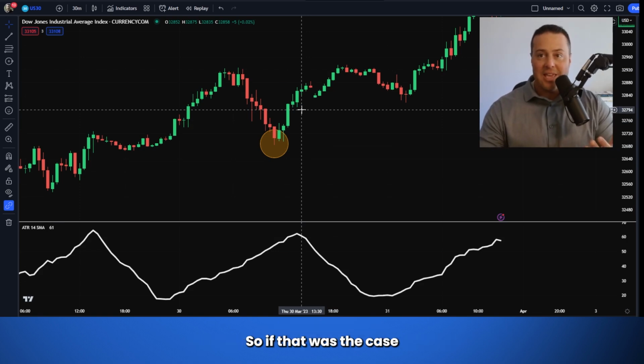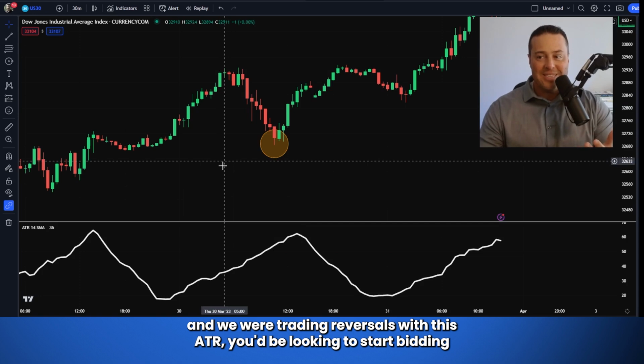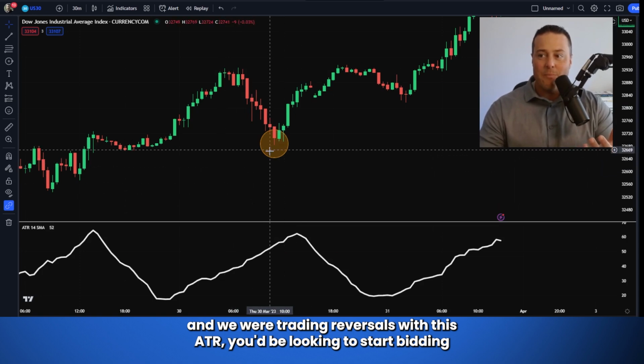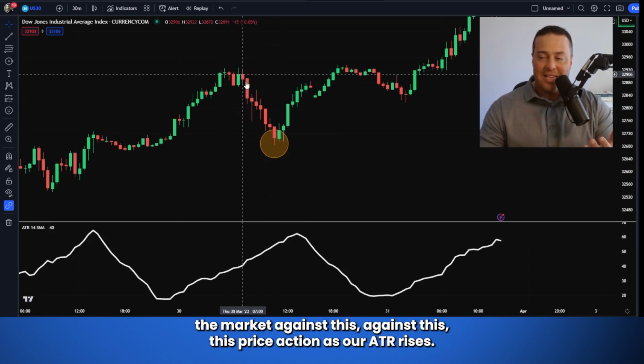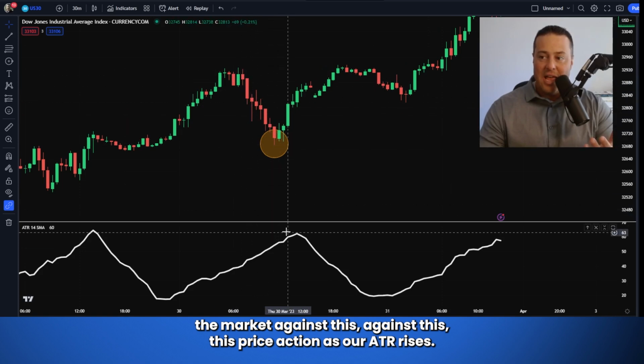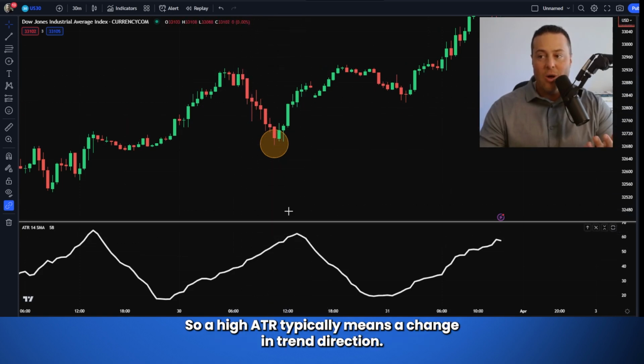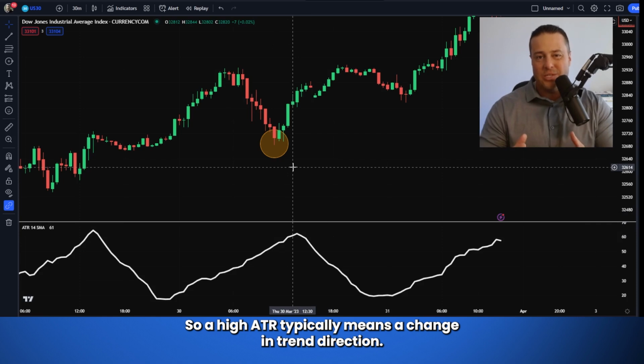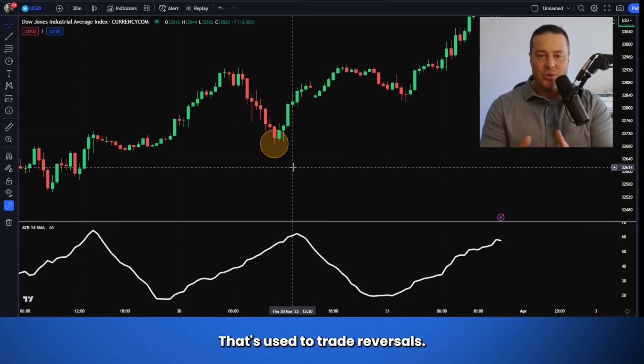So if that was the case and we were trading reversals with this ATR, you'd be looking to start bidding the market against this price action as our ATR rises. So a high ATR typically means a change in trend direction. That's used to trade reversals.